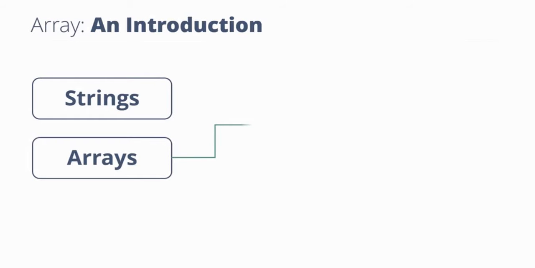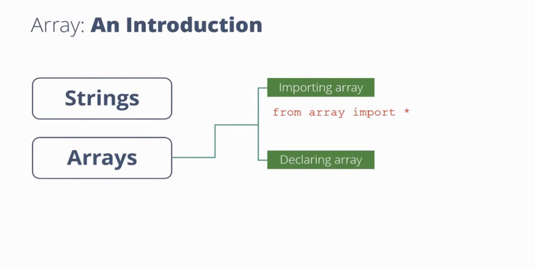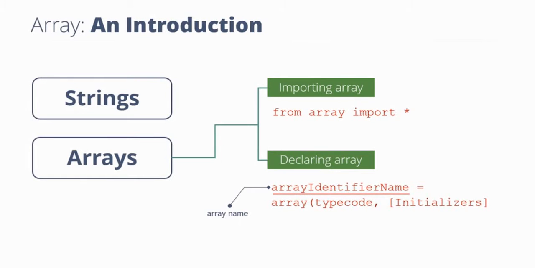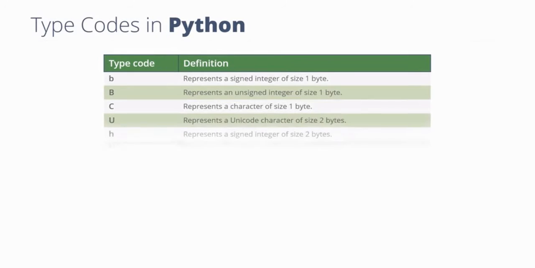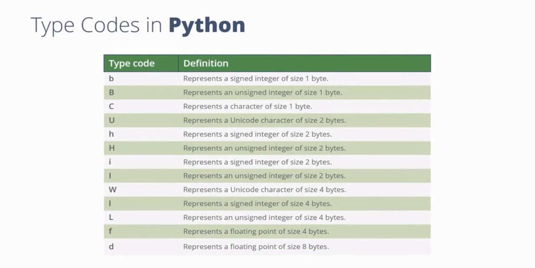To use arrays, a user needs to import and declare an array as shown in the example here. While declaring the array, the statement includes the following elements. Array identifier name is the name of an array. Type code indicates the type of array. Initializers are the final values with which array is initialized. Type codes are codes used in Python to define the type of array values or the type of an array. The table shown here provides all the available type codes in Python.